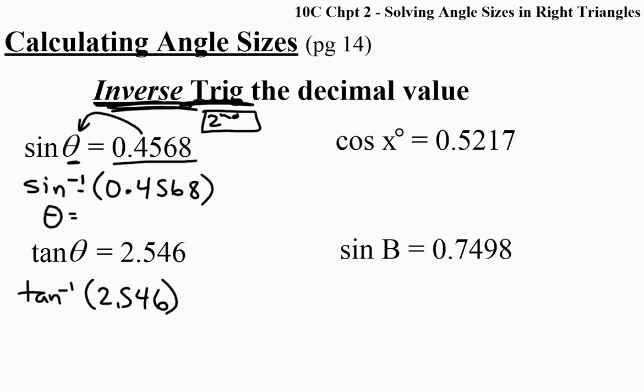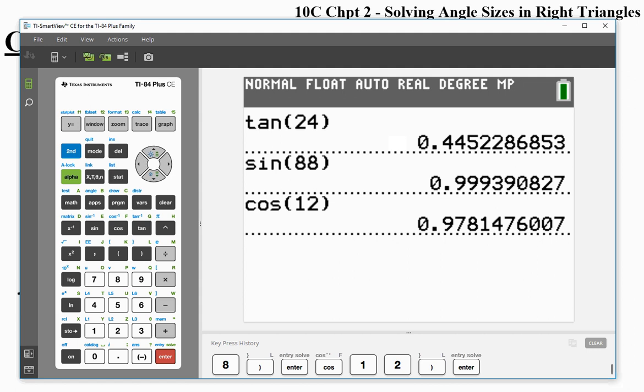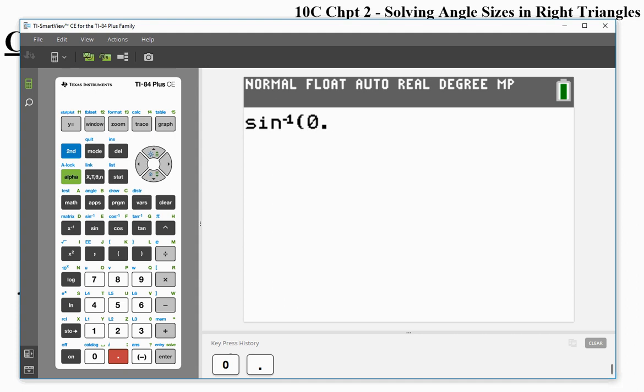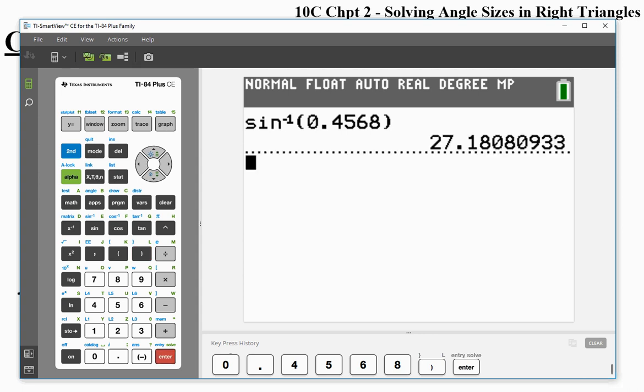So if we want on our calculator to get sine 0.4568, we want second function sine, and then we punch the decimal in, 0.4568. And again, the most important part to this is to make sure your calculator's in degree mode. What do we get? 27.18. That's our angle size now, but angles can always be rounded to a whole degree, unless a question says otherwise. Almost always, you're going to go to a whole degree.